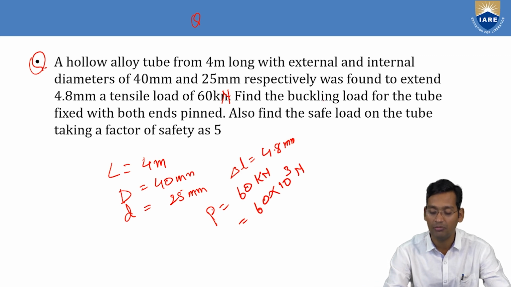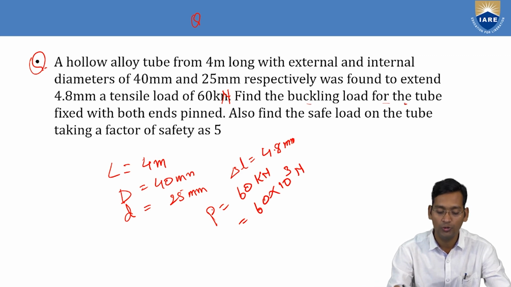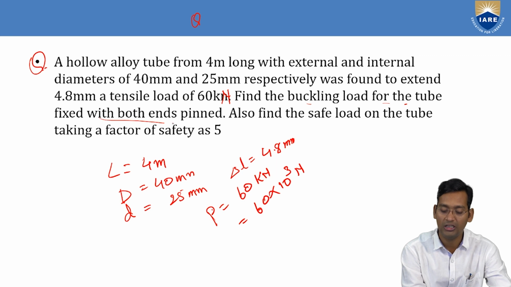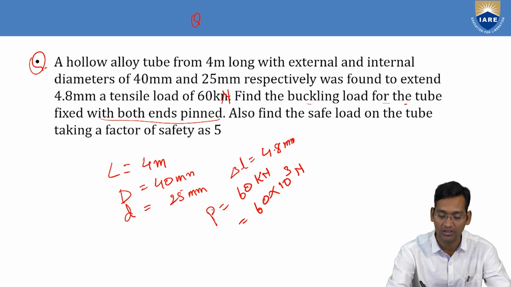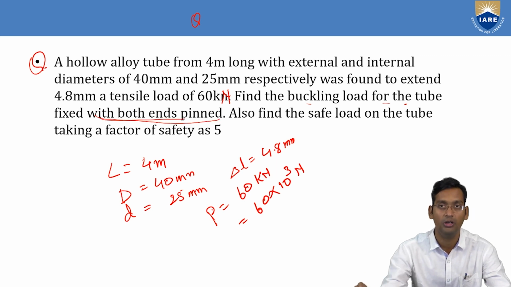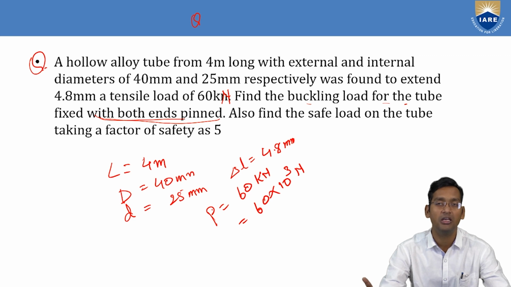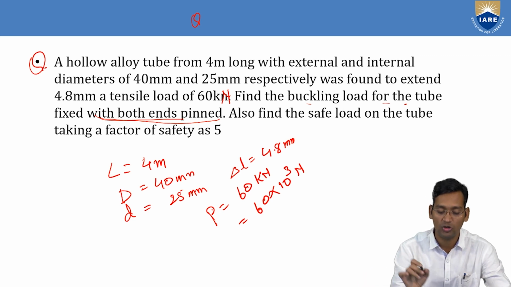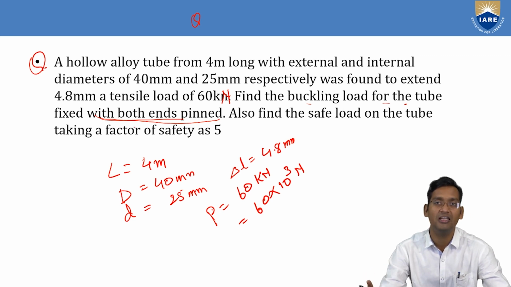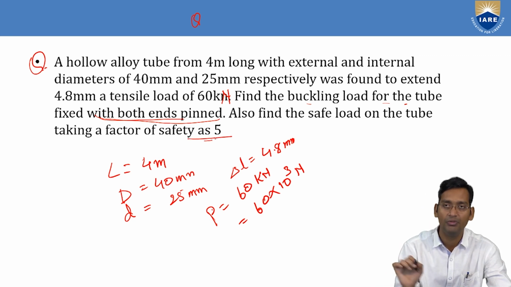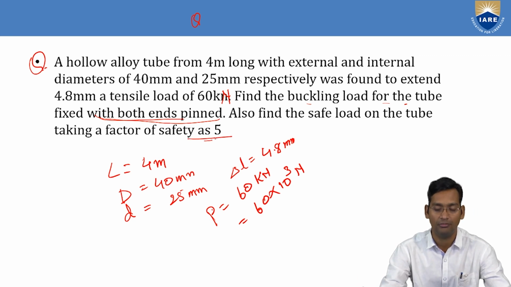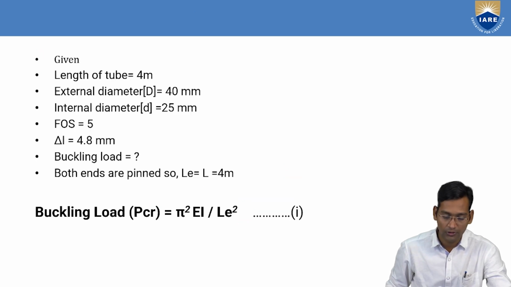Now what is required? Find the buckling load for the tube fixed with both ends in pinned condition. So now just see here the condition is very important. Depending upon only this you can take the crippling load formula, that equivalent length. So here it is given that both ends are pinned. Also find the safe load on the tube taking a factor of safety as 5. So factor of safety you have to take as 5.